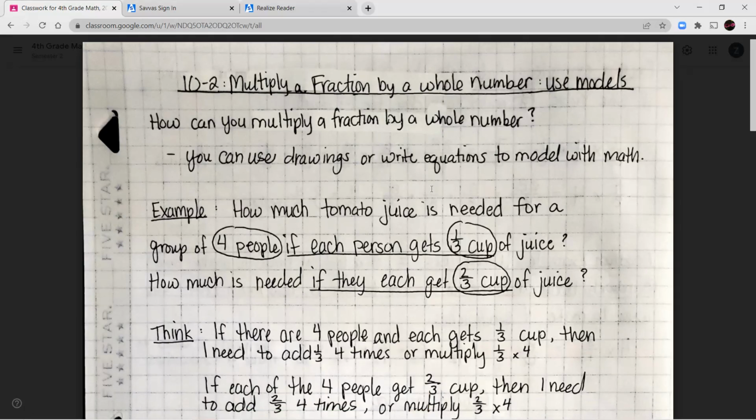Let's take a look at our example question. How much tomato juice is needed for a group of 4 people if each person gets 1/3 cup of juice? How much is needed if they each get 2/3 cup of juice? So these are two separate questions that we're being asked. So we're going to answer both of them.